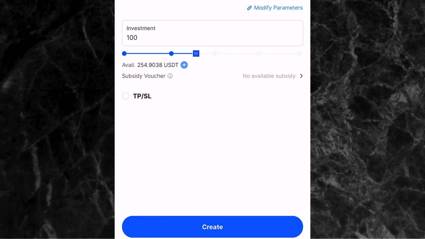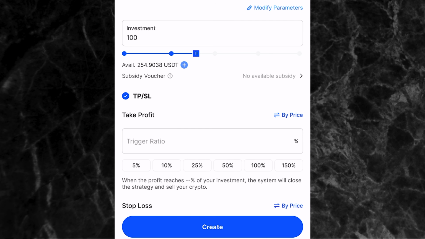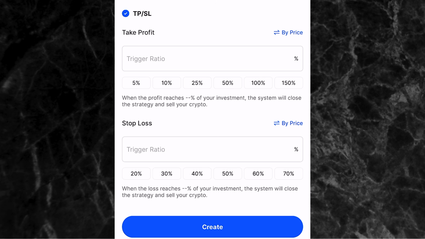So once you've entered the amount you want to use for this investment, the next thing is to enter your take profit and your stop loss. So for you to do that, just click on where you have this TP/SL. So I'll click on it. And if I scroll up, this is where you can enter your take profit and your stop loss.